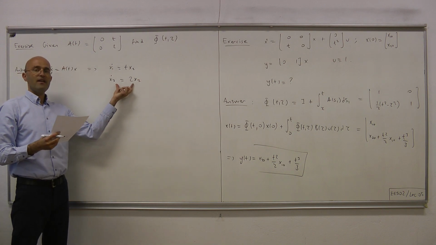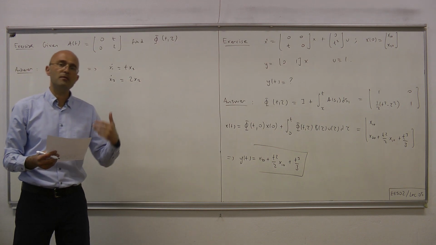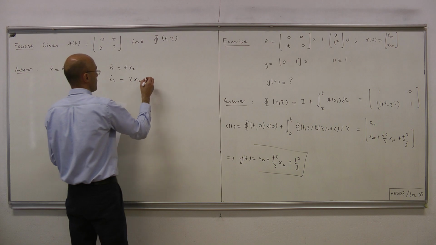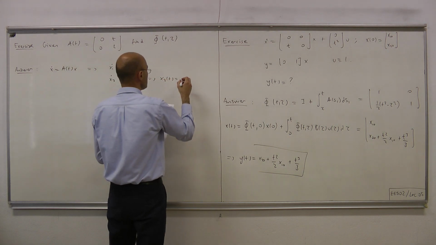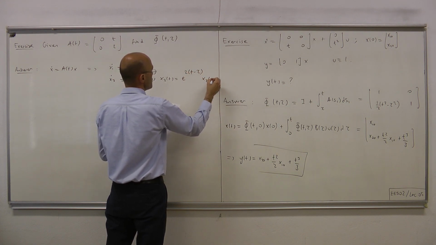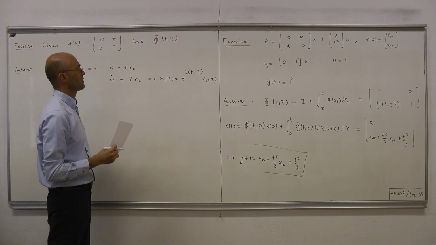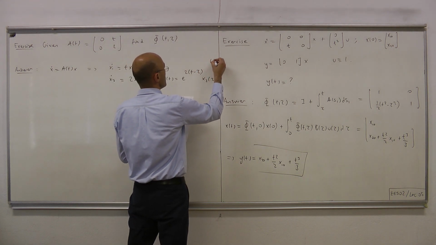Now let's consider the second equation. First, it's an LTI scalar equation. We can immediately write the solution for x2 of t. x2 of t equals e to the 2 times (t minus tau) times x2 initial, where tau indicates initial time. That was easy. Let's call this equation 1.